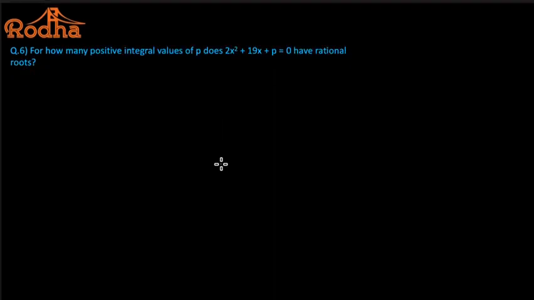It says that for how many positive integral values of p does the equation 2x square plus 19x plus p equal to 0 have rational roots? So this we know, right? What I know is that if it has to have rational roots, that means d will be a perfect square. Then the roots become rational, we have studied this. D here is basically b square minus 4ac. So 19 square minus 4 into 2 into p should be a perfect square. Okay, it should be a perfect square.